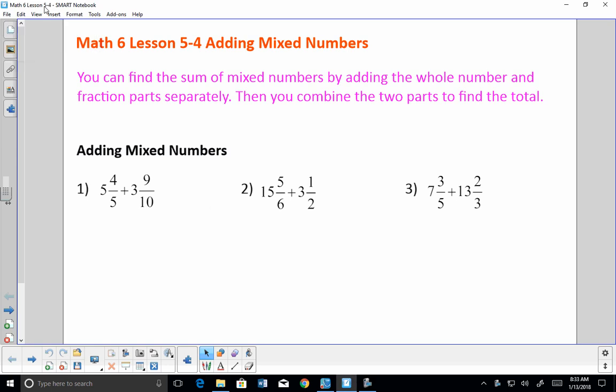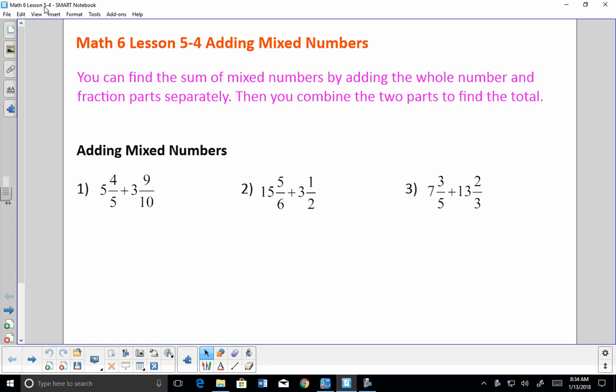This is Math 6, Lesson 5-4, Adding Mixed Numbers. You can find the sum of mixed numbers by adding the whole number and the fraction parts separately. Then you can combine the two parts to find the total. So let's say we're going to add the following mixed numbers.